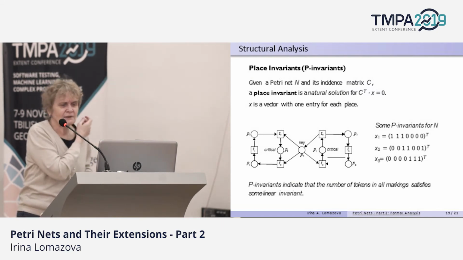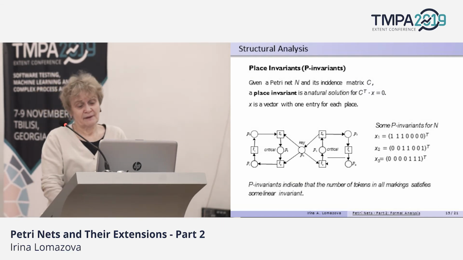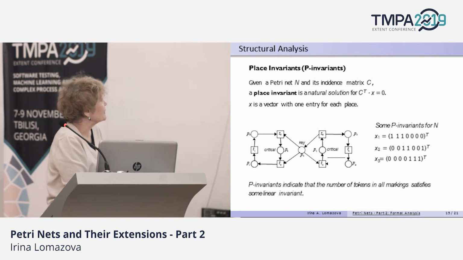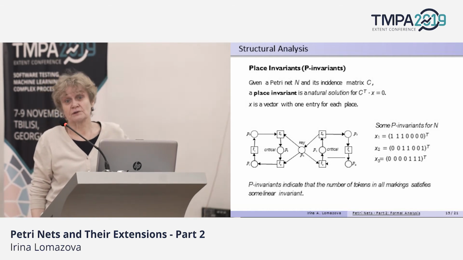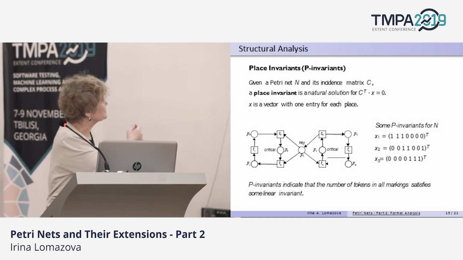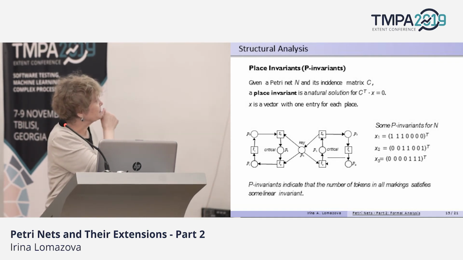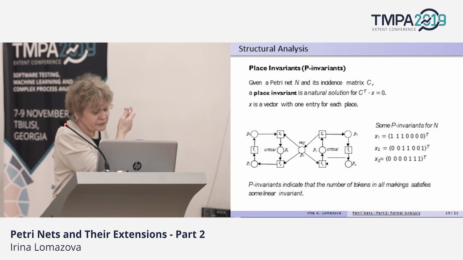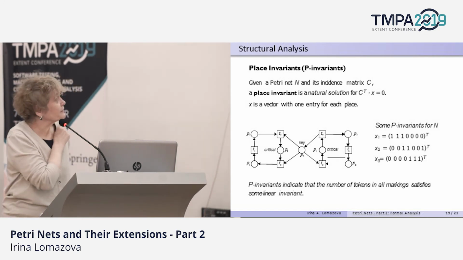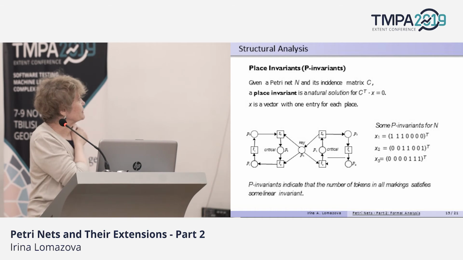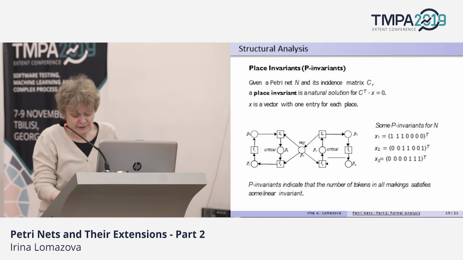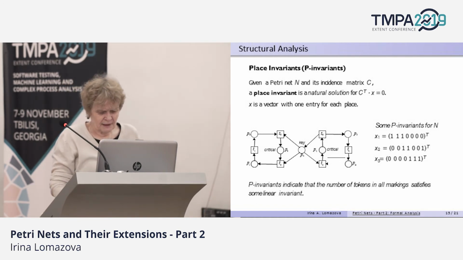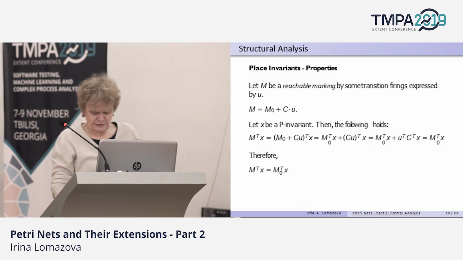One more thing I would like to show you are place invariants, which are also very nice. They can also be computed as the solution of linear equation systems, and they allow us to prove properties of Petri nets without constructing the reachability graph. So what is a place invariant? Maybe I switch to an example.